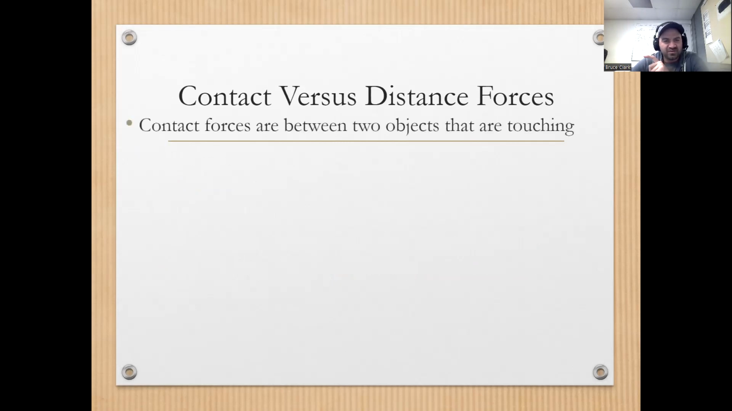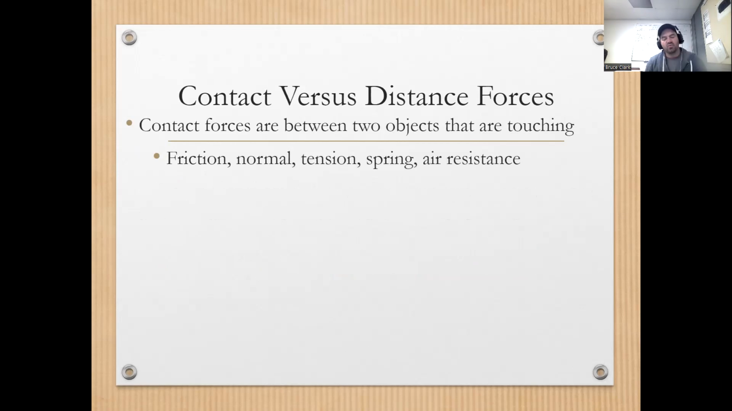Contact versus distant forces. Here are some contact forces, where two objects are touching each other. Friction's an obvious one. A normal force, that's the force of the chair keeping me from falling to the floor. We have a tension force, a spring force, even air resistance. As you're free falling, the molecules of air are creating friction, and that is a contact force.